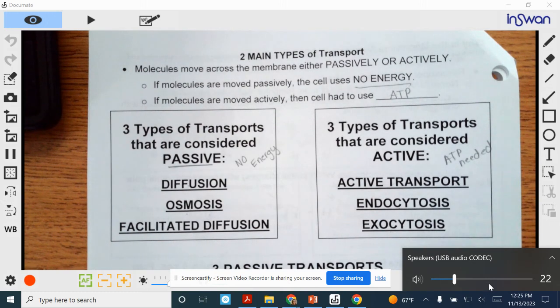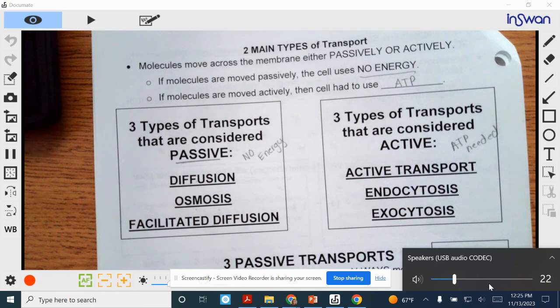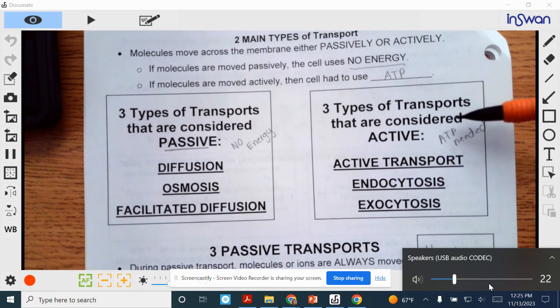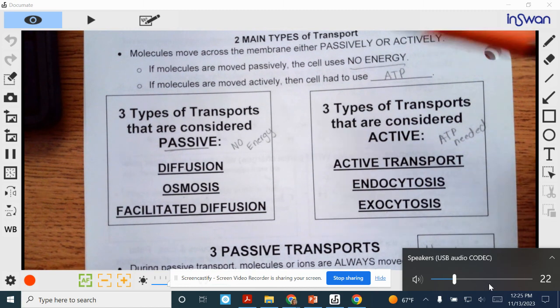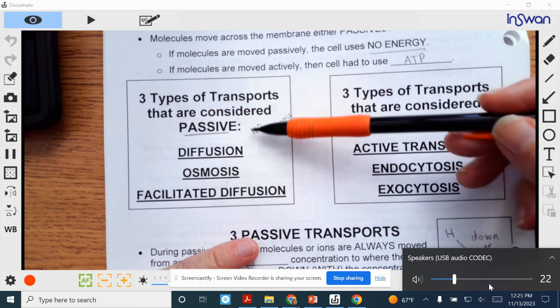In this section of our notes, we're going to be talking about kind of the opposite of passive transport. We're going to be looking at active transport, or transports that are considered active. Now, this is at the top of page 6 in our notes. And last class, we talked about there are 3 types of transports that are considered passive.